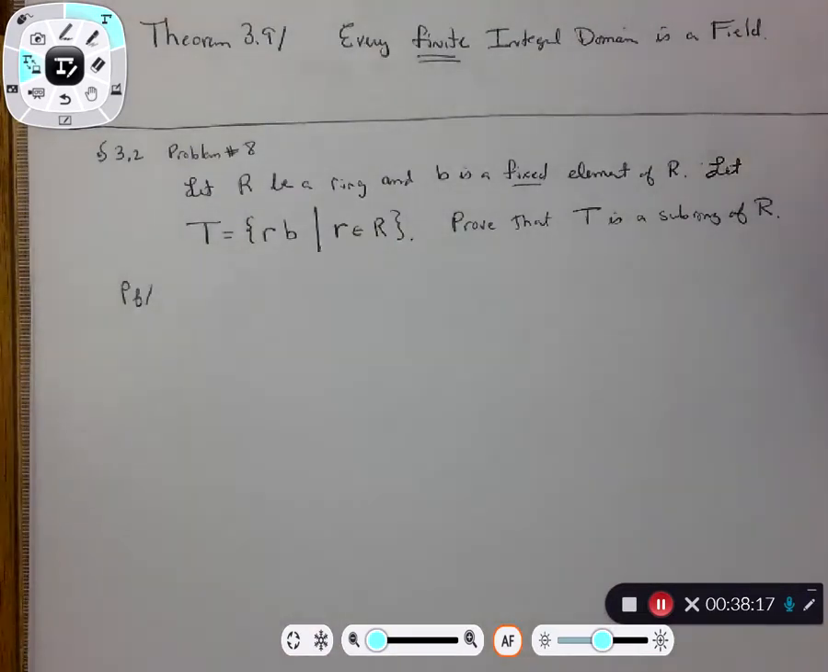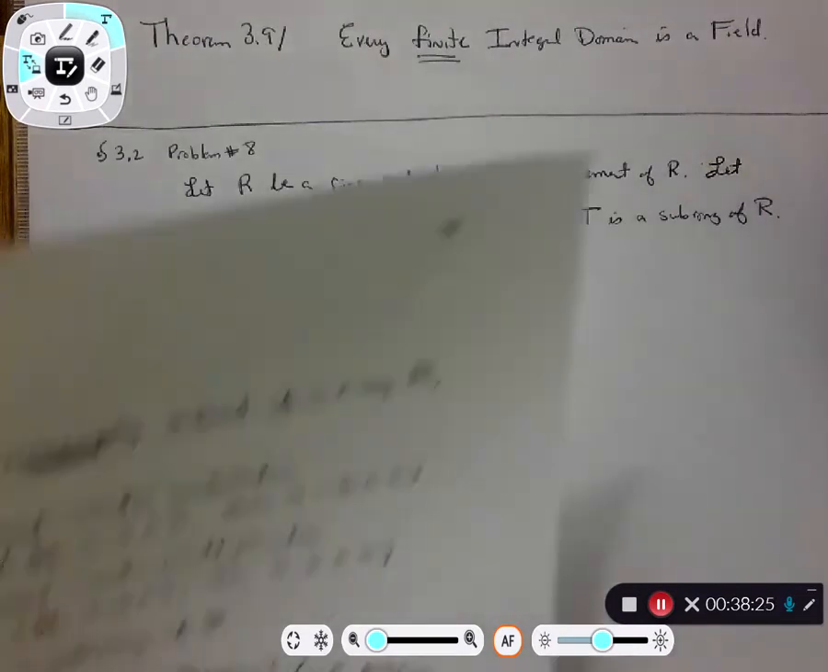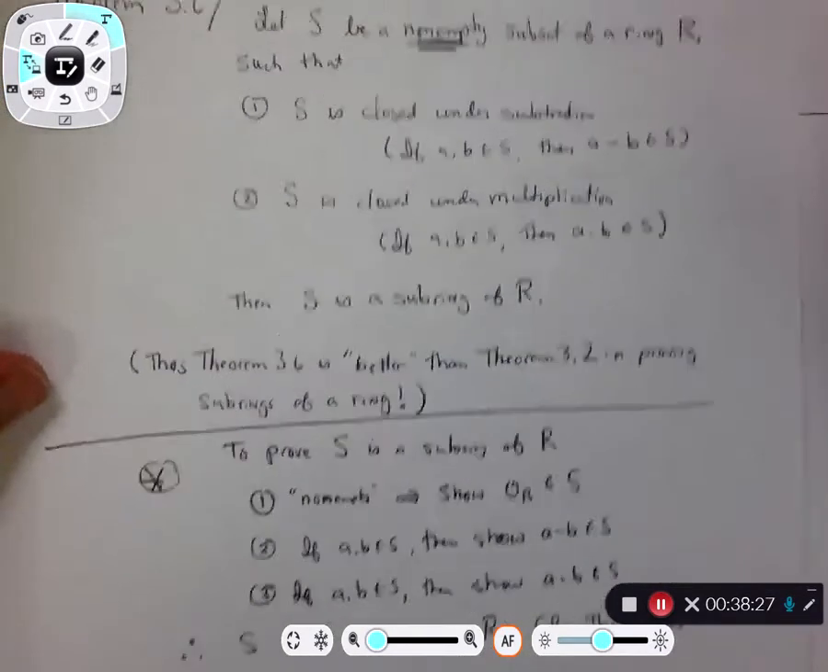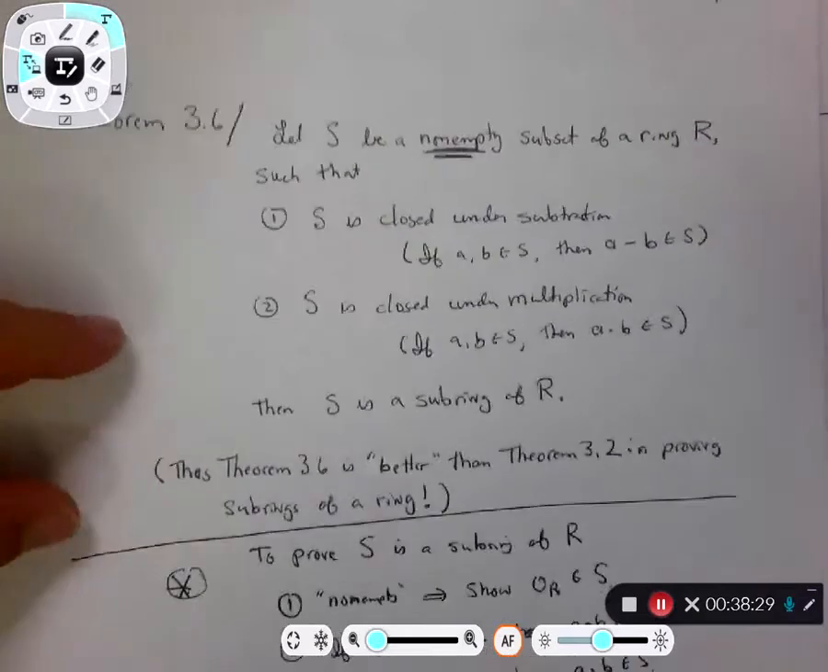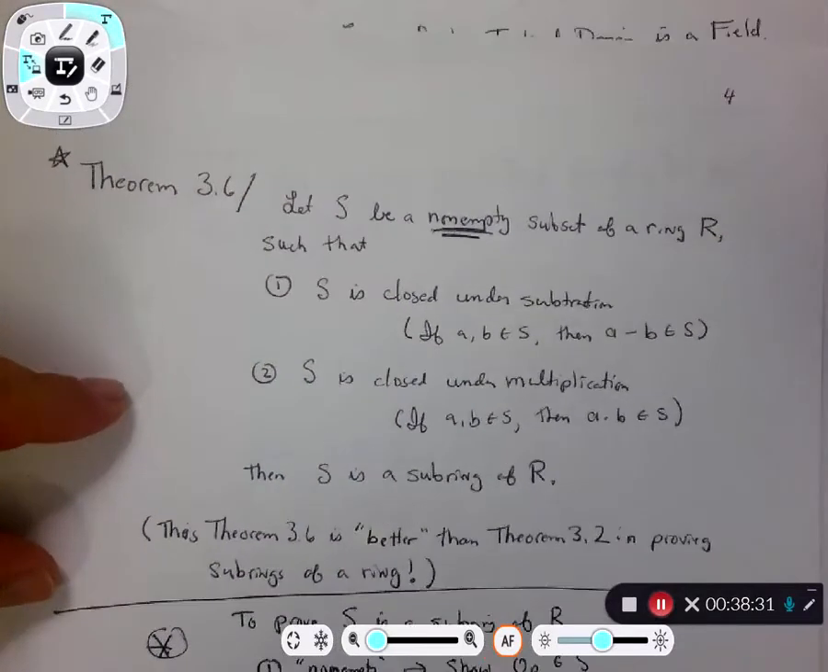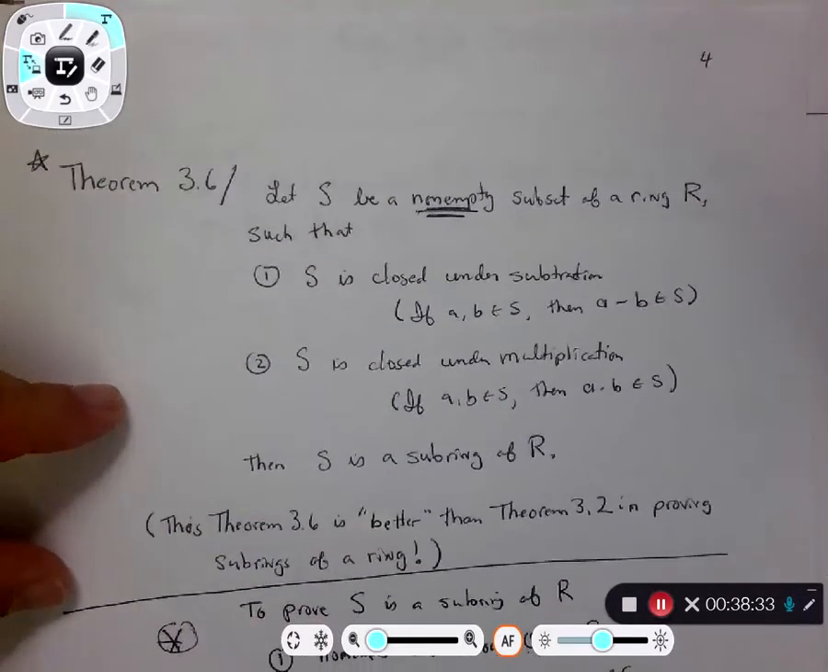Now, to prove a subring, again, we're going to quote Theorem 3.6. So let me go over Theorem 3.6 with you one more time, to be able to prove Theorem 3.6. Now, if you look at Theorem 3.6, it's worded accordingly. It's English here from a textbook.